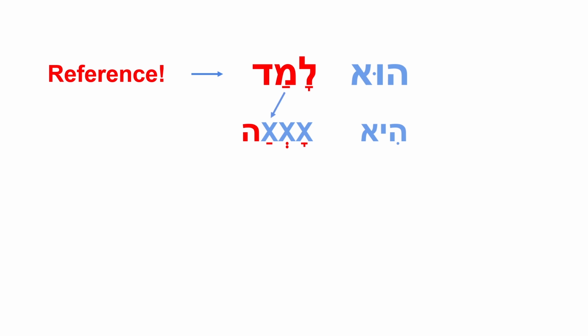The vowel signs switch places. The patach will go to the third root letter, and the shva, the invisible shva, will go on the second root letter. The root letters did not change their position, just the vowels.